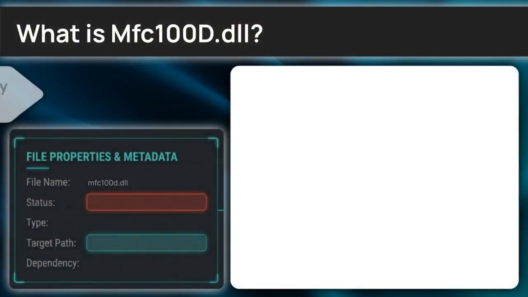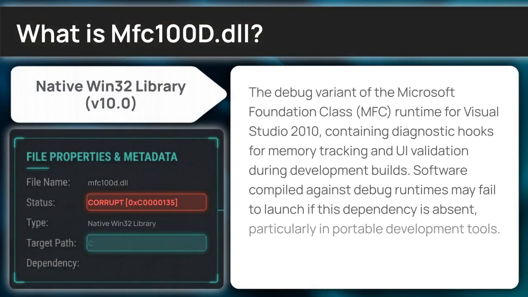This is the Microsoft Foundation Class 100 Debug, the debug variant of the Microsoft Foundation Class MFC Runtime for Visual Studio 2010, containing diagnostic hooks for memory tracking and UI validation during development builds. Software compiled against debug runtimes may fail to launch if this dependency is absent, particularly in portable development tools. Since we've covered what this file is, let's move to the primary fix.